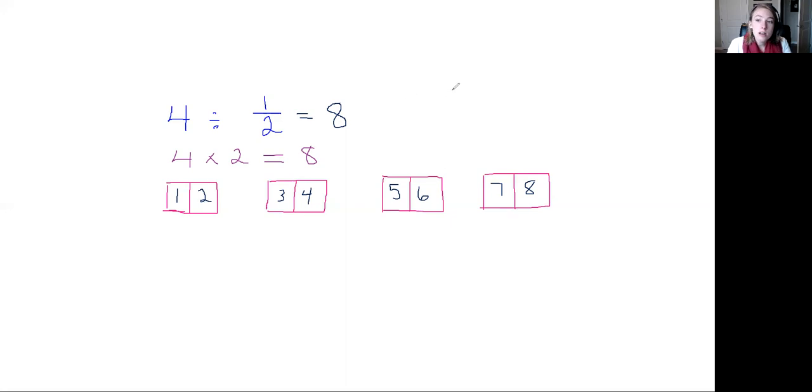All right, let's look at another problem to help you grasp this a little bit better. So the next problem we're going to look at is 3 divided by 1/5. So again, what we're looking at is how many 1/5 groups are in 3. So how many 1/5 groups are in 3?